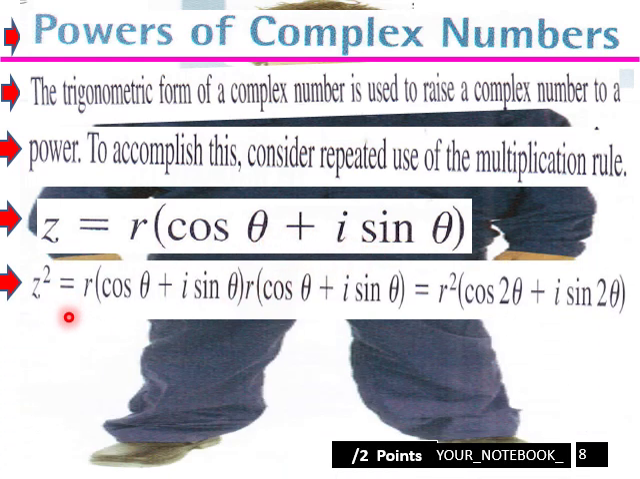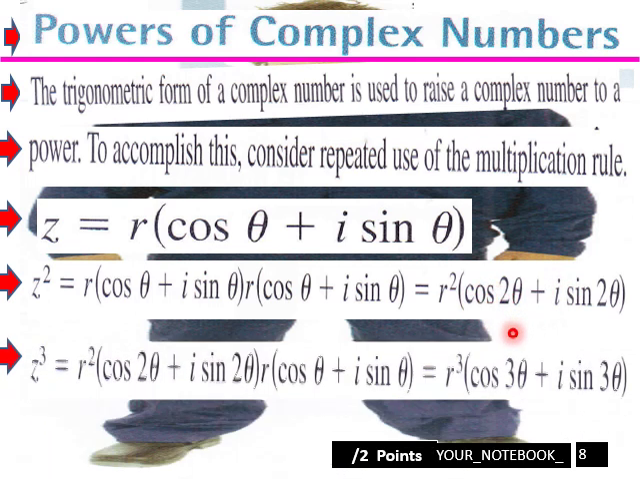And then z squared would equal r times (cosine theta plus i sine theta) times r (cosine theta plus i sine theta), which equals r squared. In this case, it would be r squared times (cosine 2 theta plus i sine 2 theta). So this is the way that you would show powers of complex numbers, by multiplying out your powers.